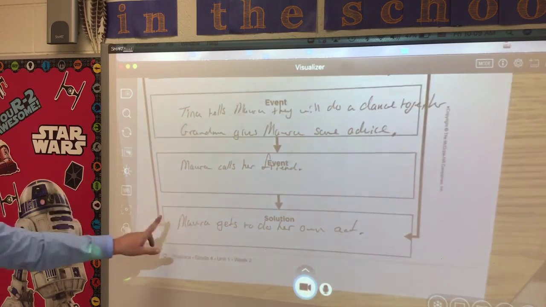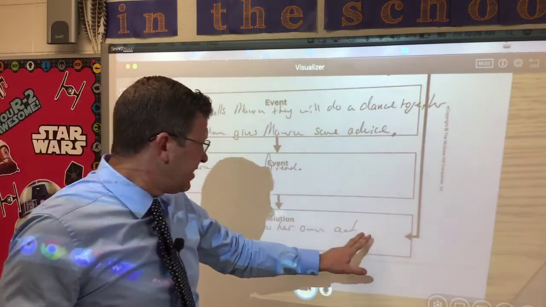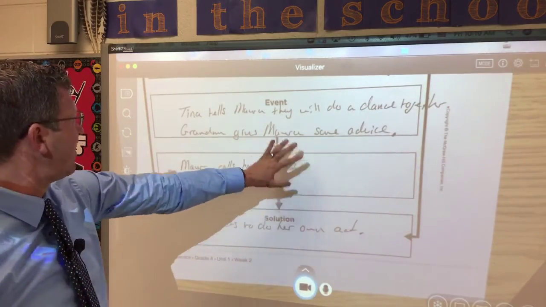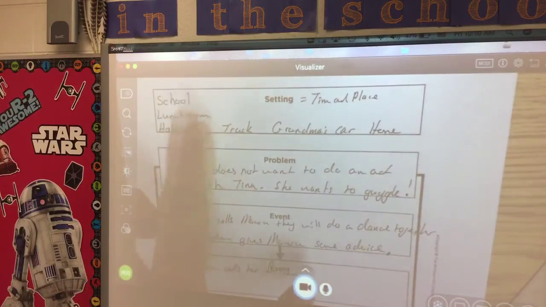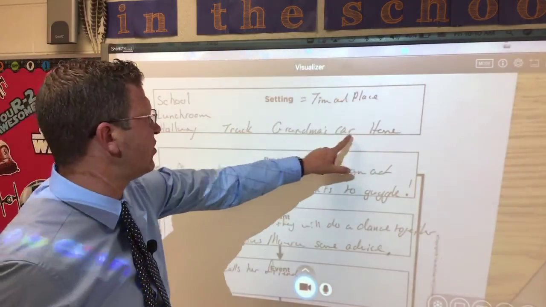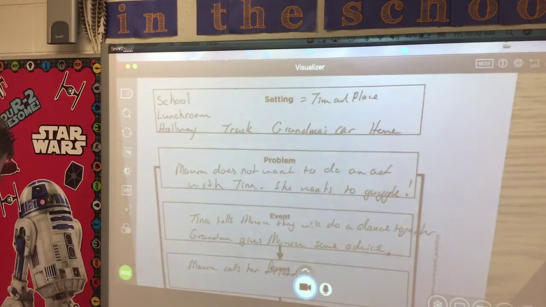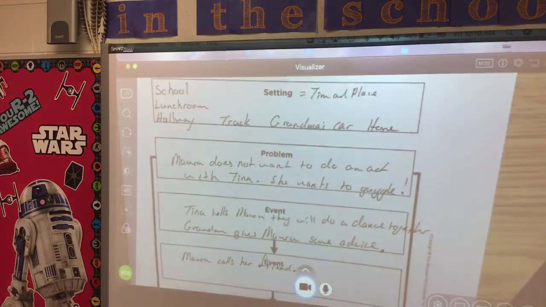Check to make sure you got complete sentences starting with capital letters, end marks, capital letters, end marks, capital letters, end marks, capital letters, and end marks. Now up here where you put the setting, you don't need sentences there, so you can just list them like we did there. Same thing with the grandma.